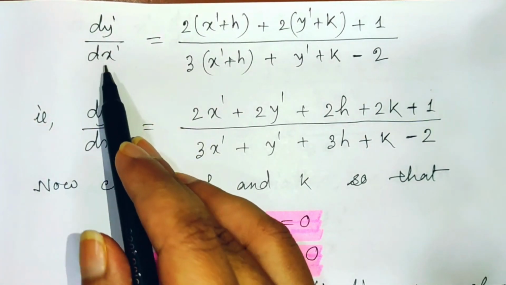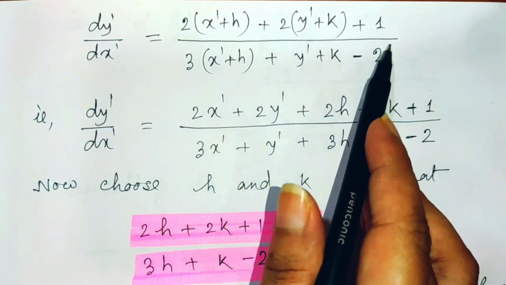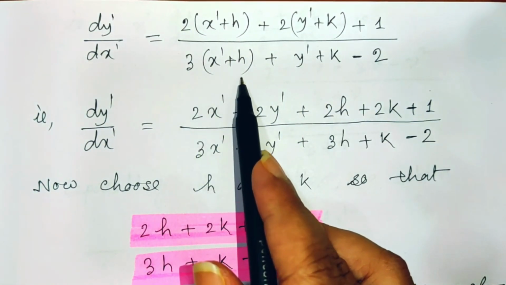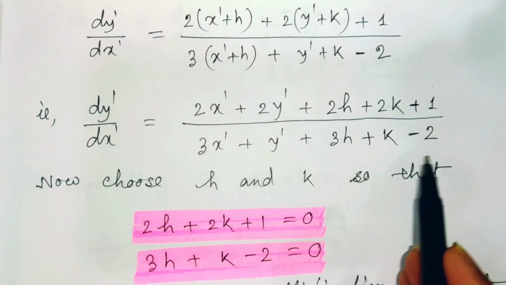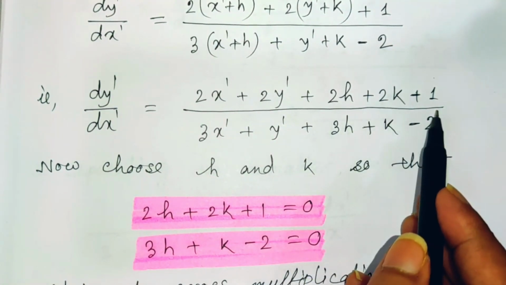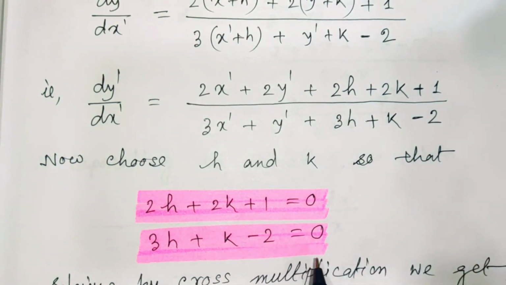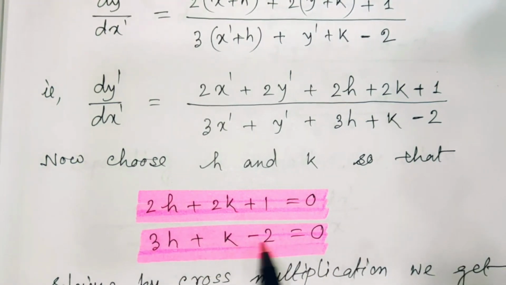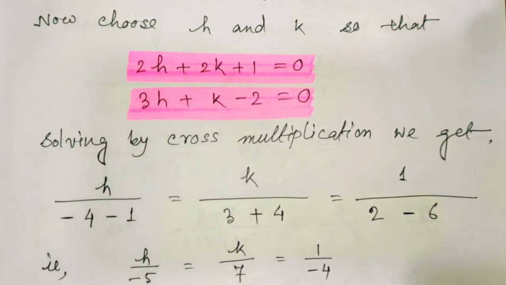Just have a look: dy dash by dx dash is equal to (2(x dash plus h) plus 2(y dash plus k) plus 1) divided by (3(x dash plus h) plus (y dash plus k) minus 2). Now by simplifying we get this, and here these are the constant terms. So we take 2h plus 2k plus 1 equals 0 and 3h plus k minus 2 equals 0. We should find the h and k values from these two equations in such a manner that these two terms are 0. So let us solve this.